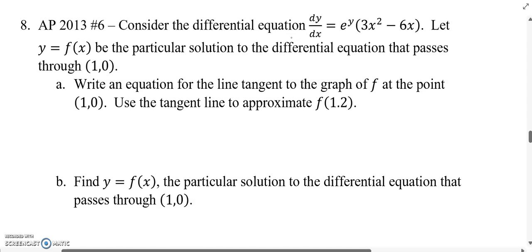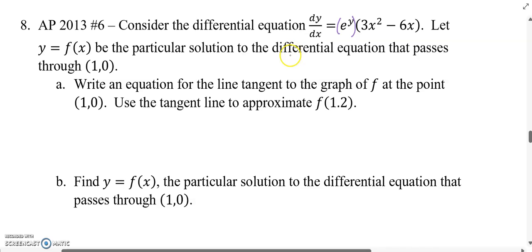the differential equation notes. So consider the differential equation dy/dx equals e to the y times 3x squared minus 6x. Let y equal f of x be the particular solution to the differential equation that passes through the point (1, 0). Notice that the differential equation that is given is separable because we've got a function in terms of y times a function in terms of x. So we can separate the variables.